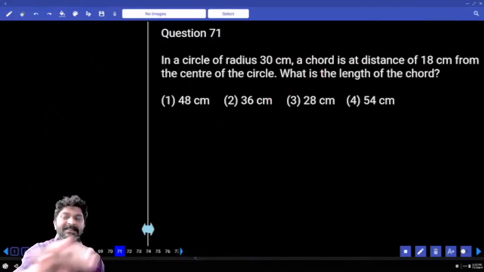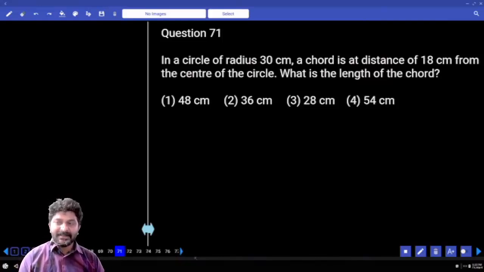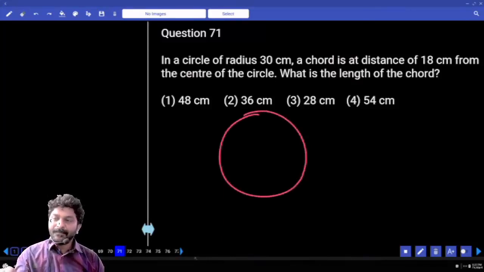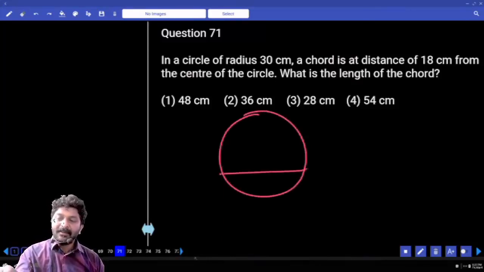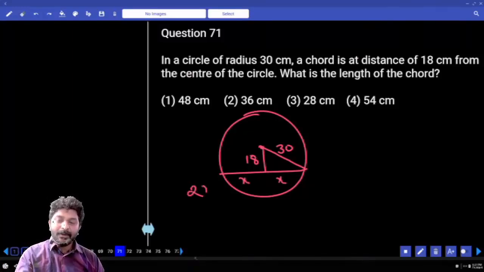In a circle of radius 30, a chord is at a distance of 18 centimeters from the center of the circle. What is the length of the chord? Radius is 30. There is a chord. From the center, it is 18 centimeters. And this one, the hypotenuse, we can call it the radius, which is equal to 30. If it is x, the other end is also x, then the length of the chord is equal to 2x.